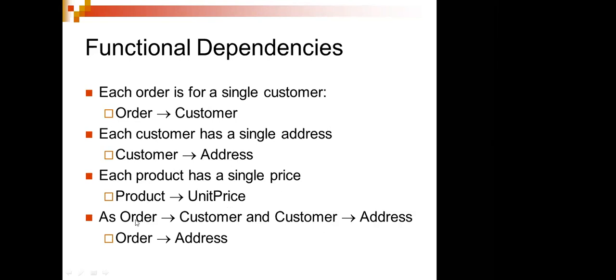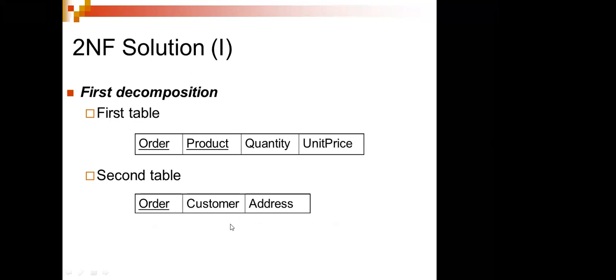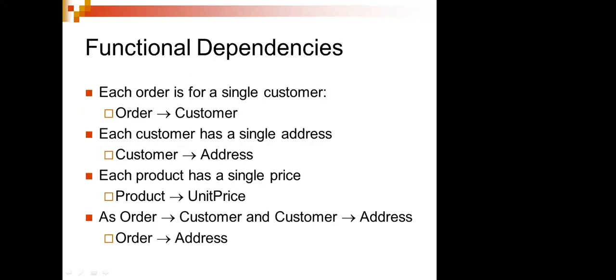Then coming to the final statement you have to build from that table: order has a customer, customer has an address, then order also has the address. So this is transitive dependency. Once the first normal form and functional dependency have been done, we are moving to the second normal form.